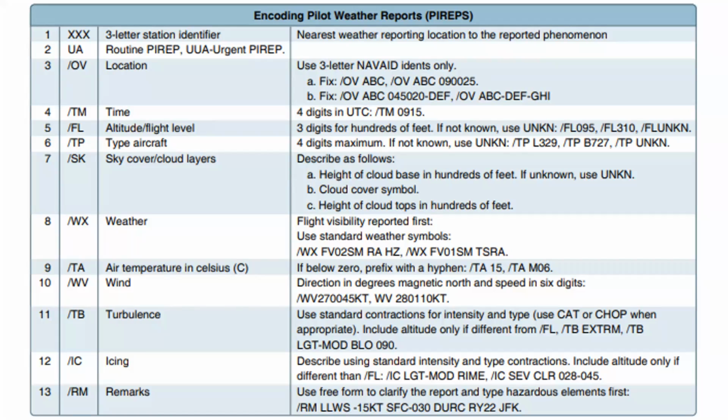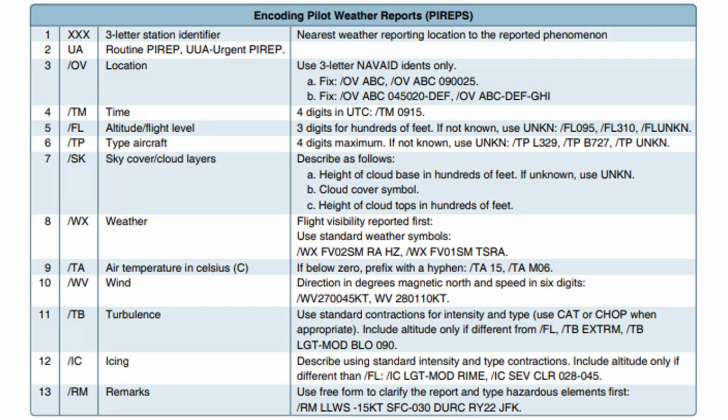So this is a table that is useful for looking at PIREPs. PIREPs have a few different things in them. One, they have an identifier of where the nearest airport weather station is to the PIREP location. They have whether it's a normal PIREP or an urgent PIREP. So low level wind shear, for instance, is an urgent PIREP, whereas maybe light chop is a routine PIREP. Those types of PIREPs will be indicated by UA or UUA.